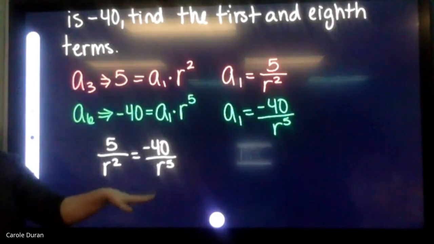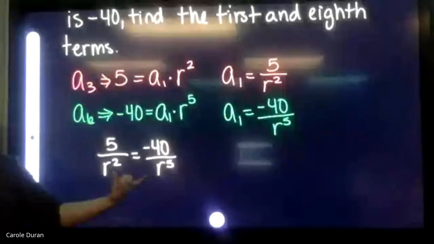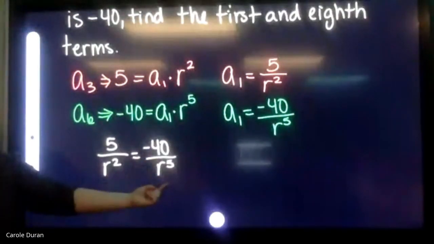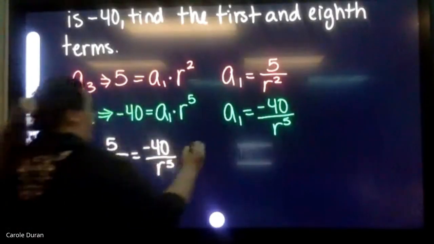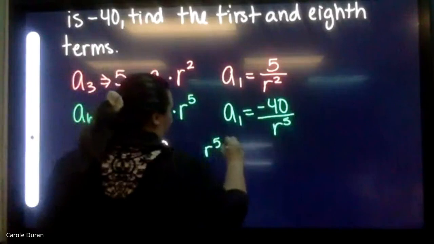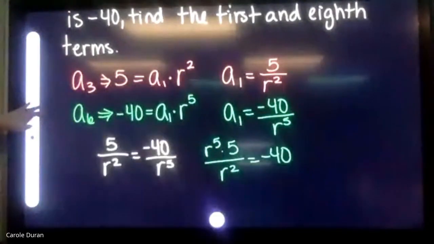Logically, I also know that I have two R's with two different exponents. So ideally, I would like the largest exponent to be in the numerator. So which one of these R's am I going to move? The R to the fifth. How am I going to move it? Multiply it up to the other side. When I do, I get R to the fifth times 5 over R squared equals negative 40. Then what do I do? Hold on, give me a second. But yes, we are going to do that.